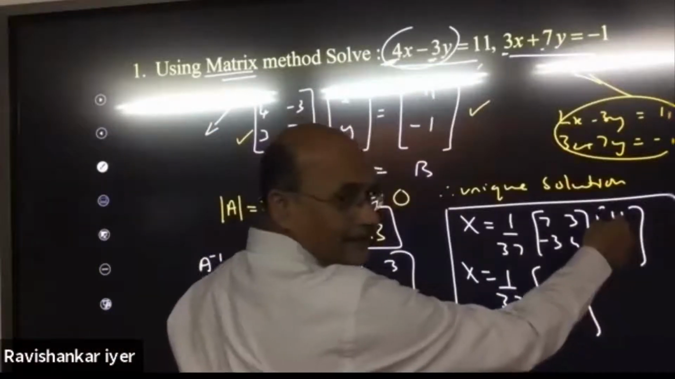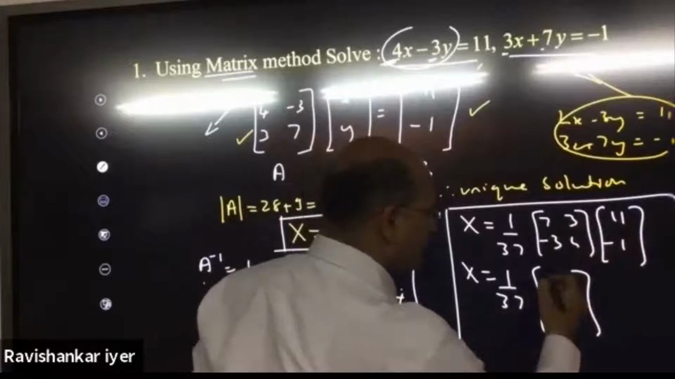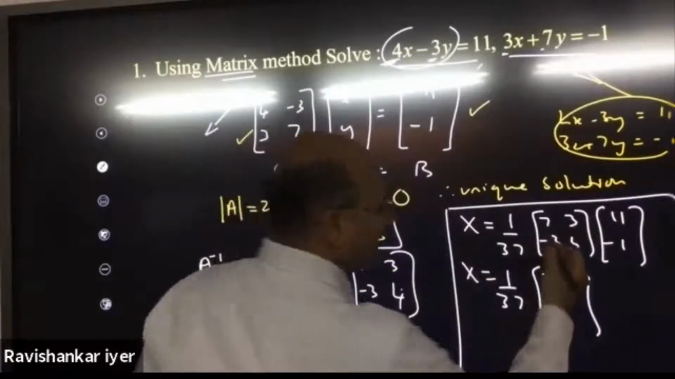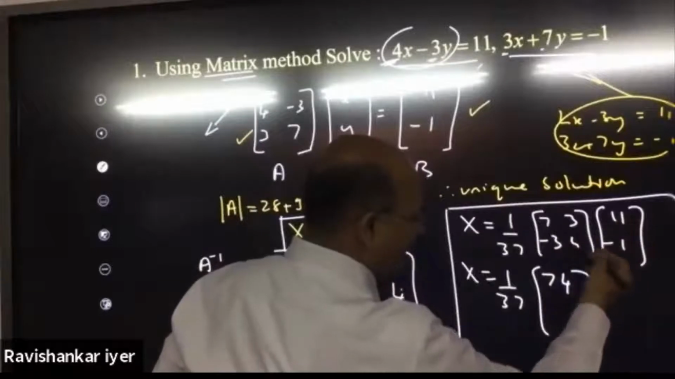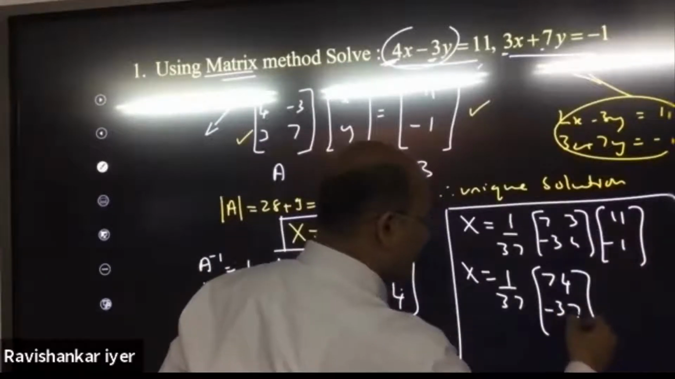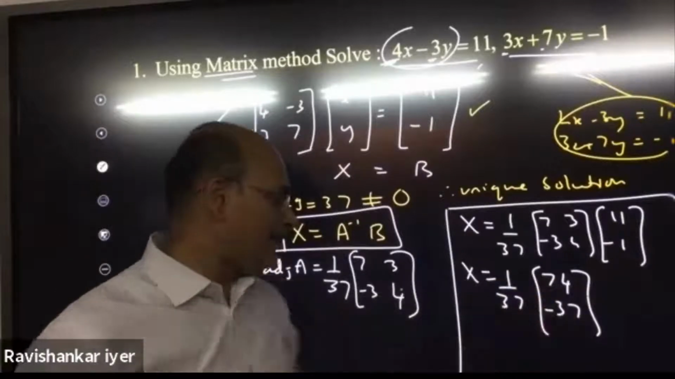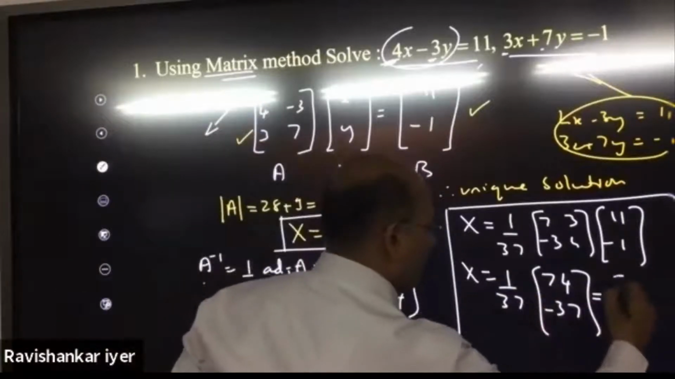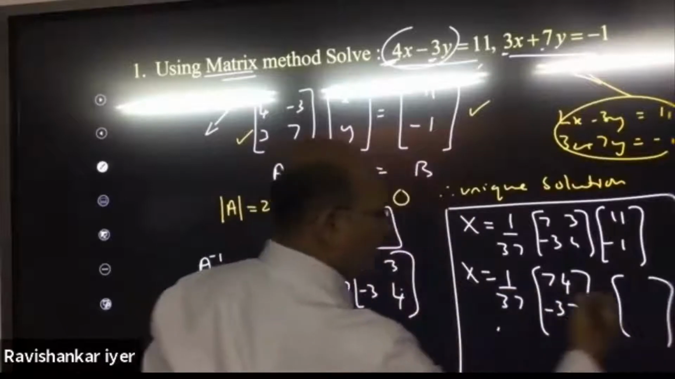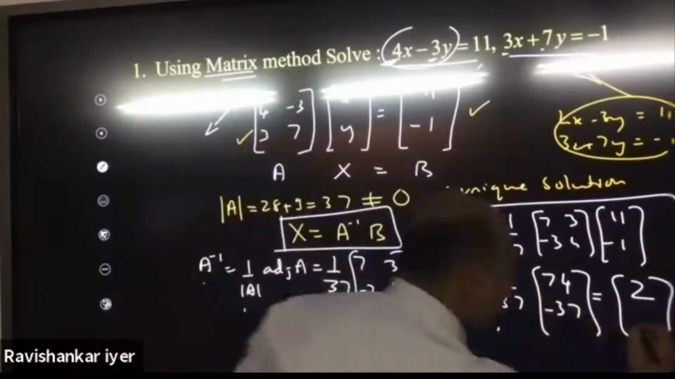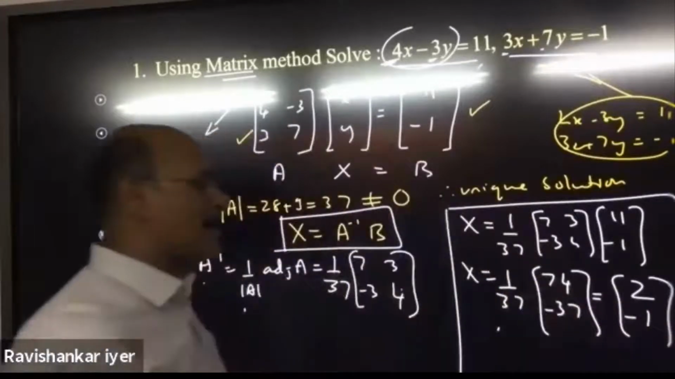7 11s are 77 minus 3, 74. Then minus 33 minus 4, minus 37. Now this 74 divided by 37 will be 2, and minus 37 upon 37 will be minus 1.